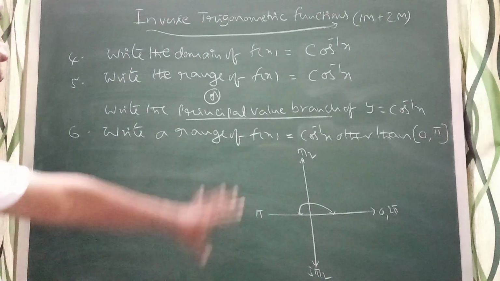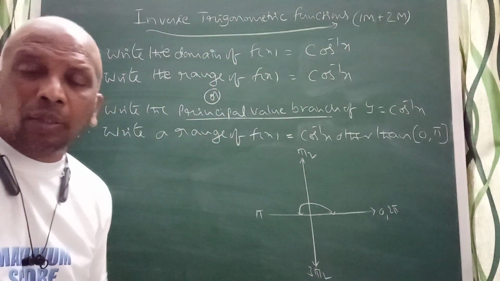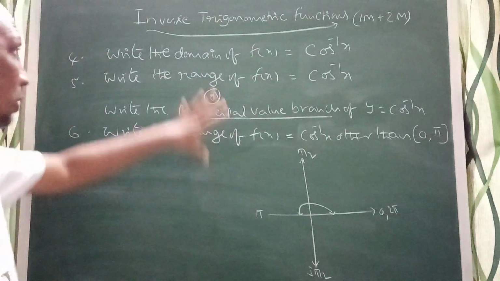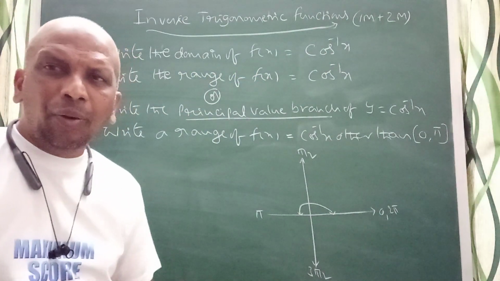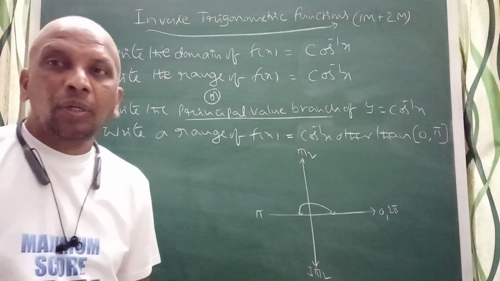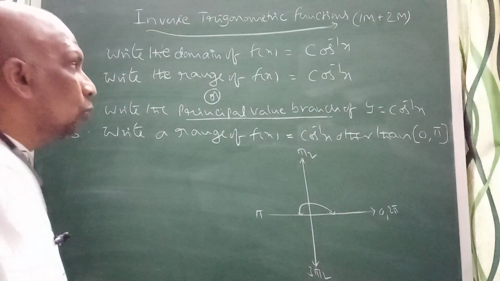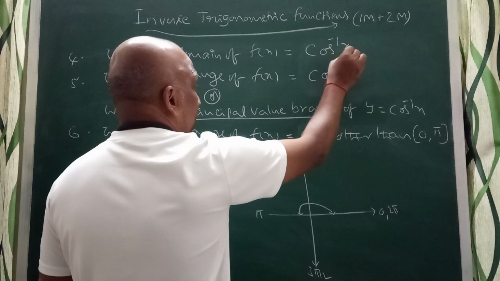Now in the case of cos inverse x, similarly to how we did sine inverse x, think of the domain of f of x equals cos inverse x. I told you, domain means input, range means output. So what are the possible values? We can see what the possible values of x are here.